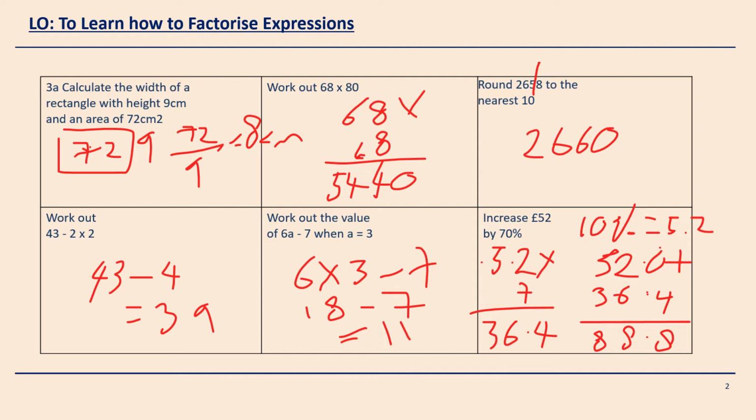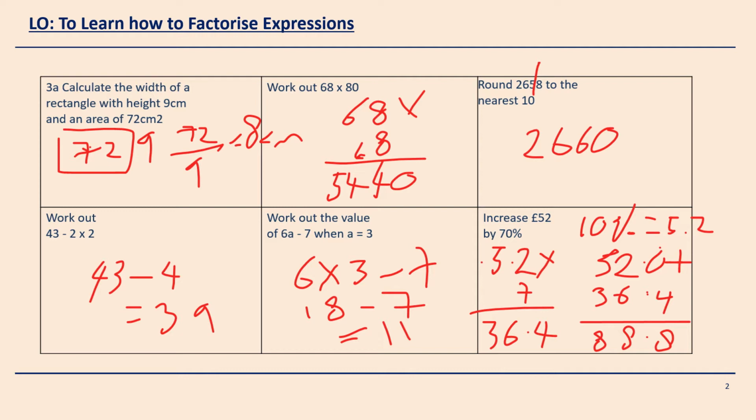3A, we know what the area is, we know what the height is, so therefore we need to find the base. So 72 divided by 9, so that's 8. 68 times 80, we can do 68 times 8 and then multiply by 10, 5440. Rounding 2658 to the nearest 10, we're looking at the 10s column, it's a 5. The next number is an 8, so we have to round up, 2660.